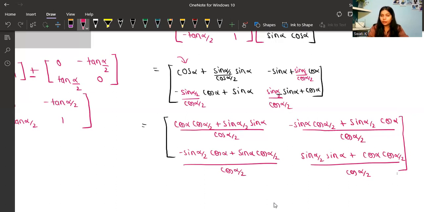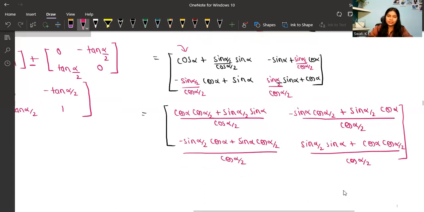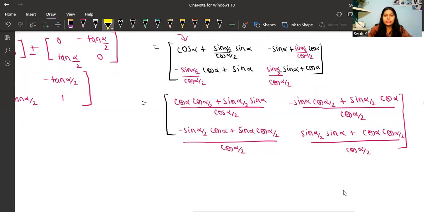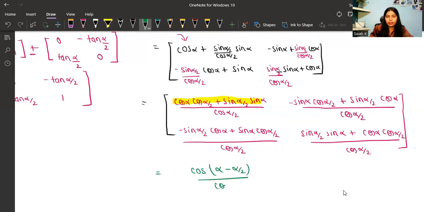Now you can see a lot of sin and cos. We are simply going to simplify this by using formulas. This is the formula of cos A cos B plus sin A sin B, which is cos of A minus B. So this will become simply cos of alpha minus alpha by 2, and this is of course cos alpha by 2. This is our first entry.